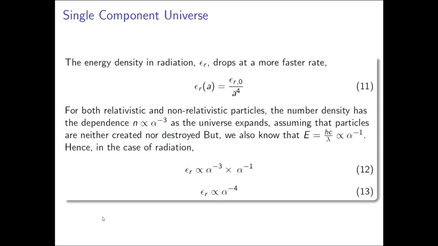We have seen in the previous segments that lambda is also proportional to the scale factor, so we also include this parameter. So we can say that the energy density for a relativistic particle is directly proportional to a to the power minus 3 times a to the power minus 1 also. That is due to the E equals hc by lambda equation. So in equation number 13, we can justify that the energy density of relativistic particles drops by a factor of a to the power minus 4 as time progresses, or as the universe expands.